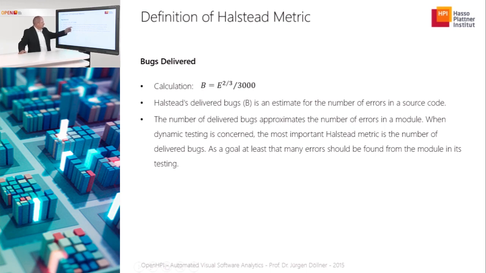Once again, these values used, such as 3,000, stem from empirical studies, and can be calibrated today to specific settings of a given software project.